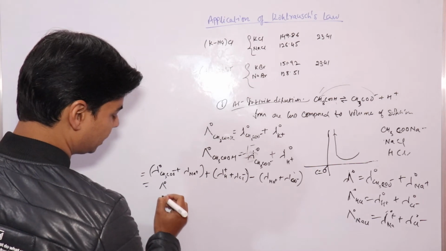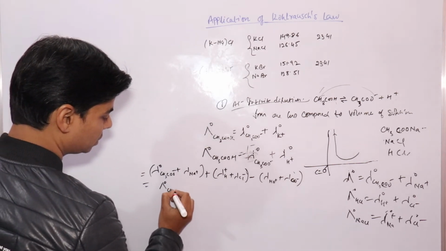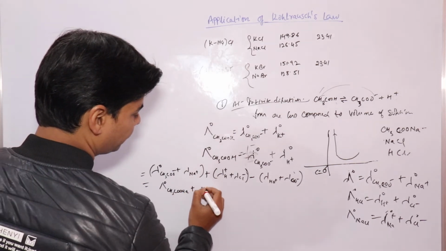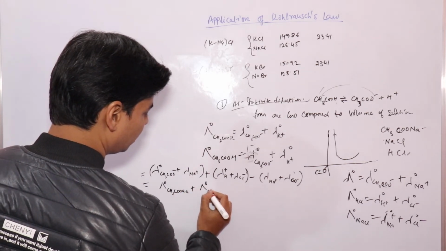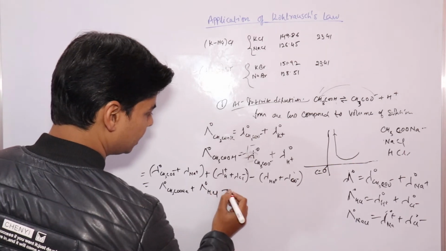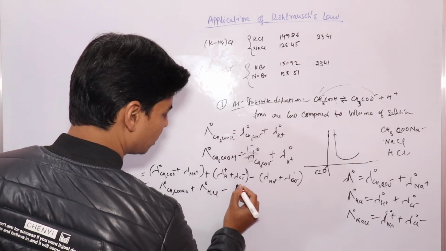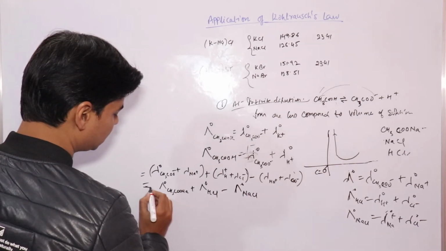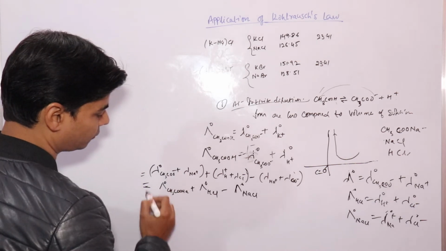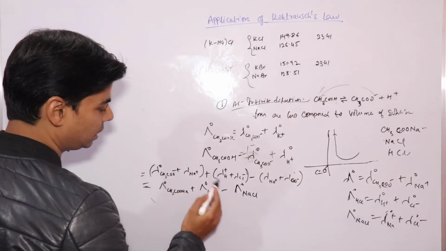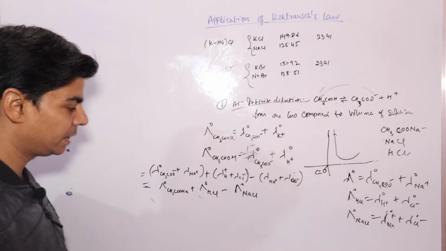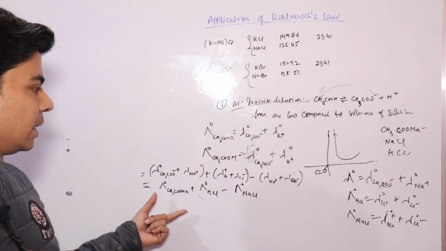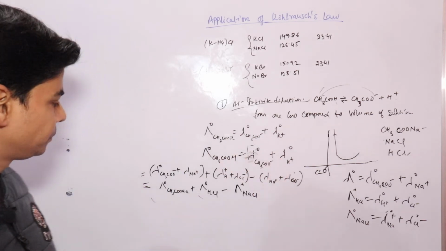This we can also write as the molar conductance at zero concentration for CH3COONa, plus that for HCl, minus that for sodium chloride, right? Using the values of molar conductance of these three electrolytes, we will get the value of molar conductance of acetic acid, right, which is this.